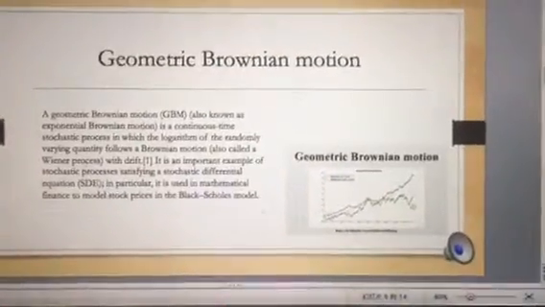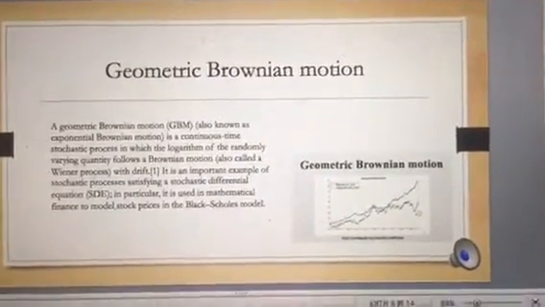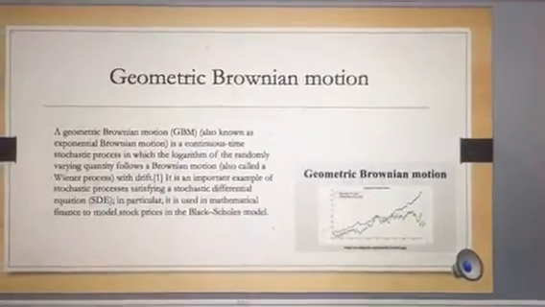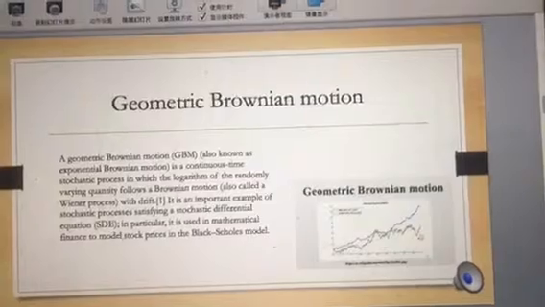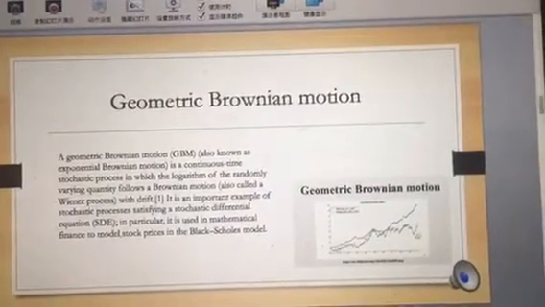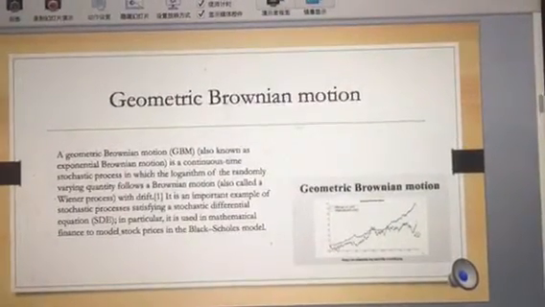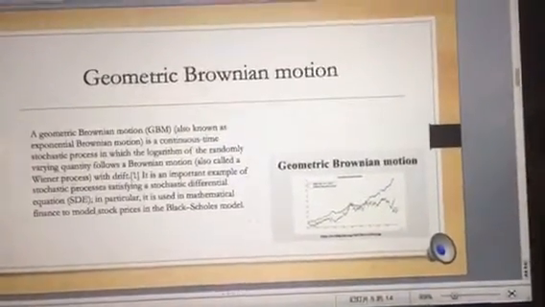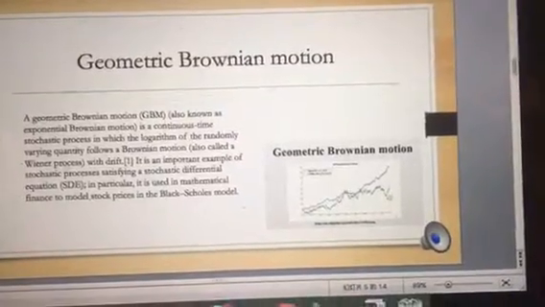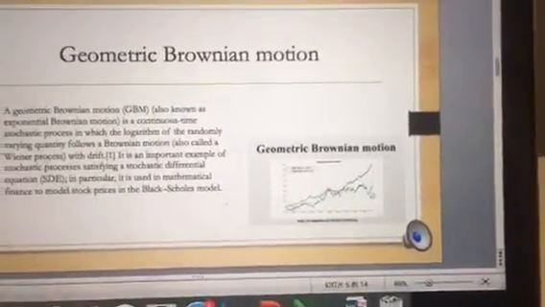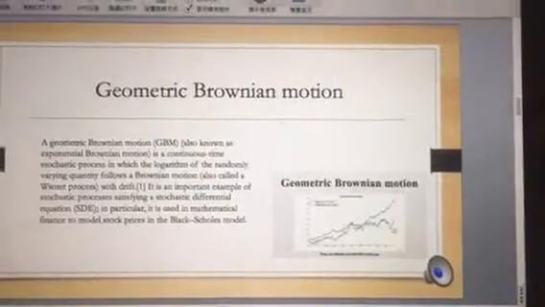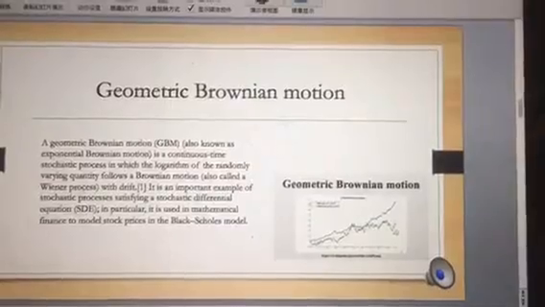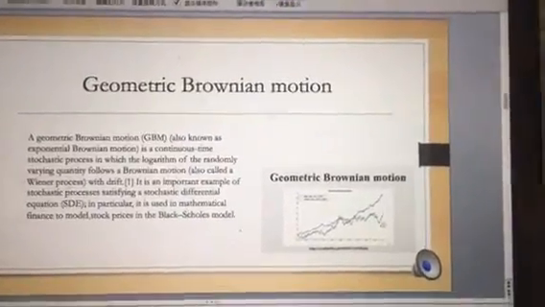The technical skill we use is GBM. A geometric Brownian motion is a continuous-time stochastic process in which the logarithm of the randomly varying quantity follows a Brownian motion with drift. It is an important example of a stochastic process satisfying a stochastic differential equation. In particular, it is used in mathematical finance to model stock prices in the Black-Scholes model.